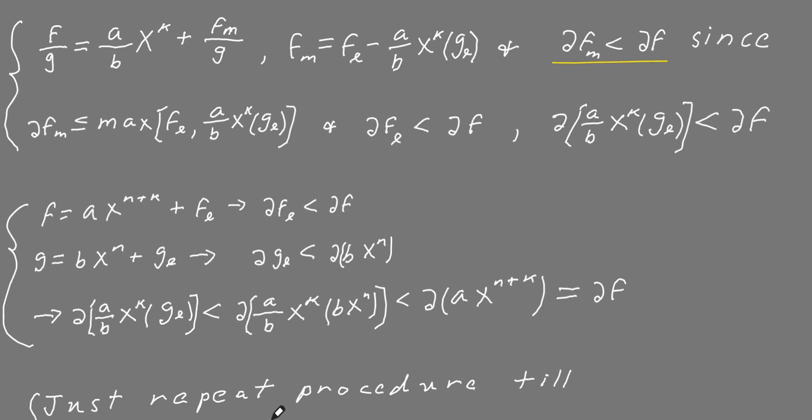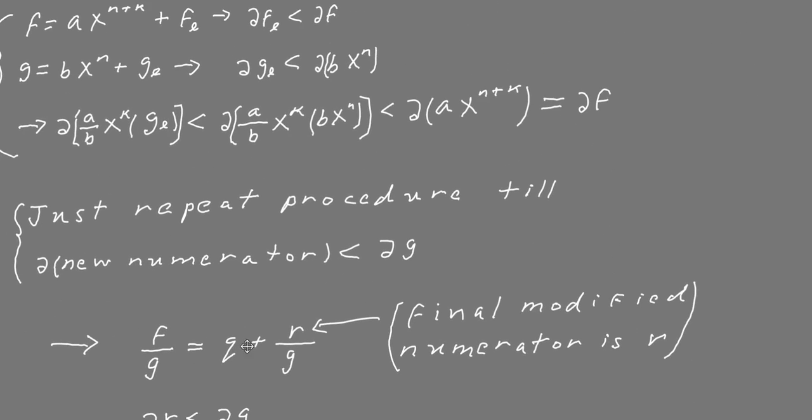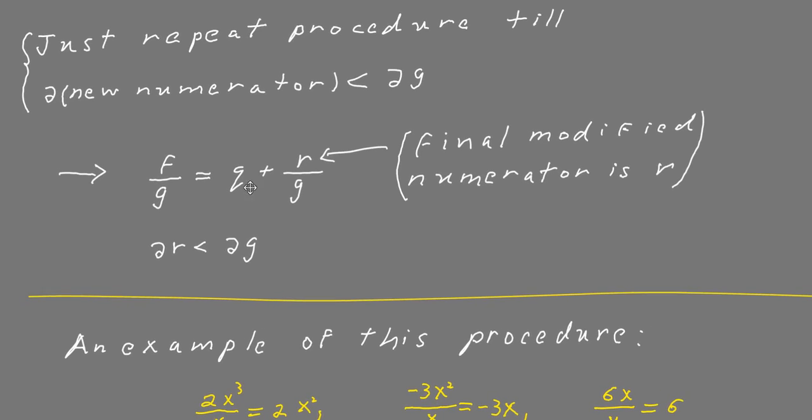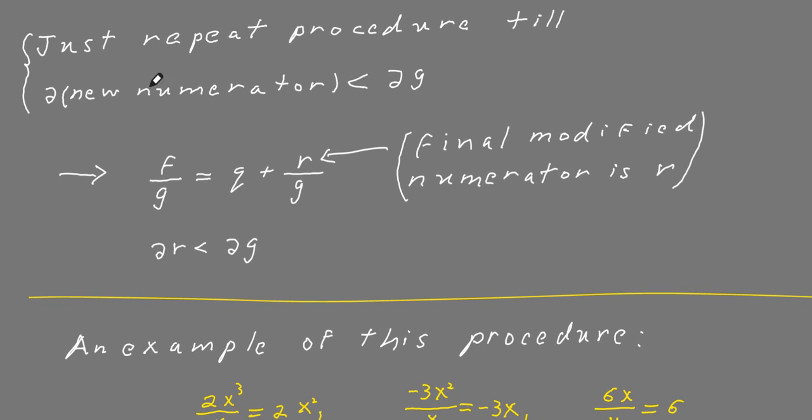So if I carry out this procedure and the degree of f sub m is still greater than or equal to the degree of g, what I can do is just repeat the procedure until eventually I get a modified numerator whose degree is smaller than the degree of g. And in that case, I'll have this situation over here, and the final modified numerator will just be the remainder, since its degree will be less than the degree of g.